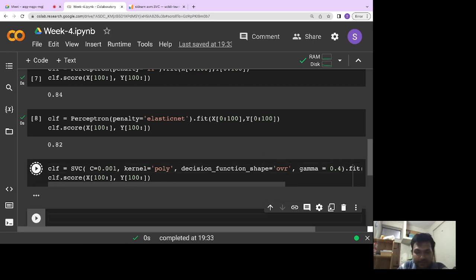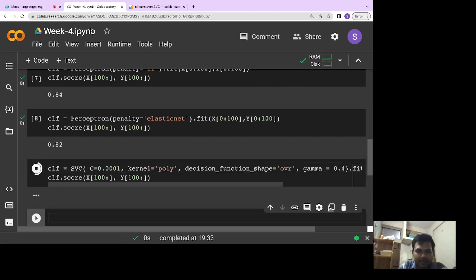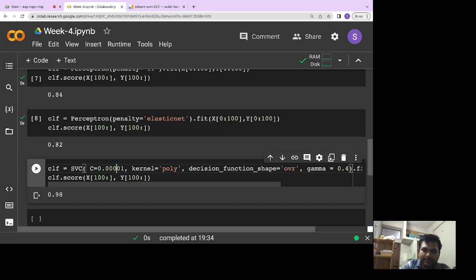Now if I decrease C further, at this particular point we have seen an increase in the test score, which means that the generalization is getting better. So that is actually better. It's coming out to be 0.98, right? Let's see what happens with 0.001. That also is 0.98.